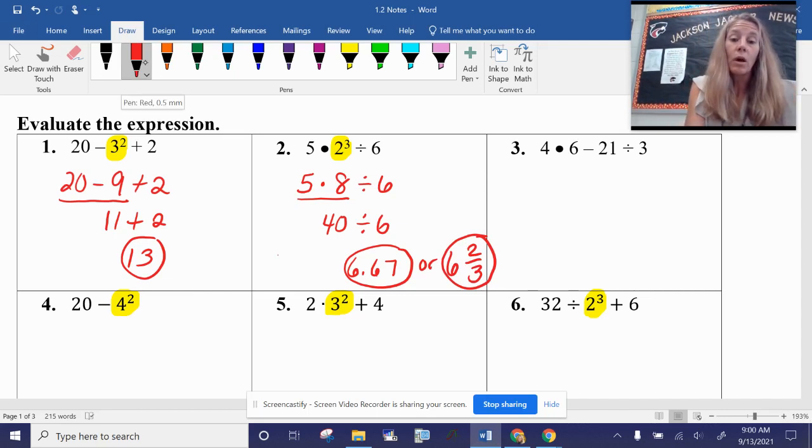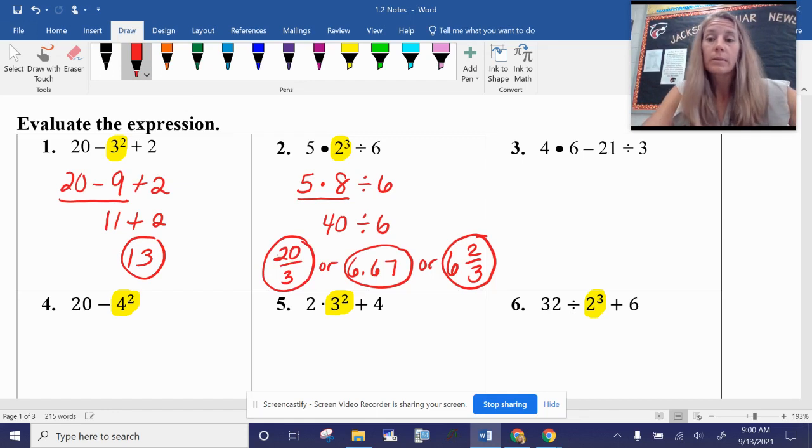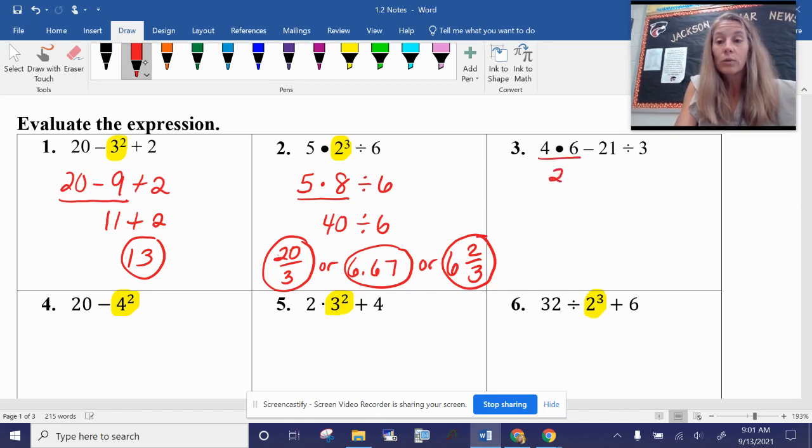Technically, if you want to do 40 divided by 6 and just simplify it to 20 over 3, that would also suffice. Now moving on to number 3, we have no grouping symbols. We also don't have anything in exponent form. So we're just going to go right to our multiplication and division in order from left to right. 4 times 6 is 24. Then 21 divided by 3 gives me 7. But I still have that subtraction sign in the middle that I have to take care of. So 24 minus 7 is 17.